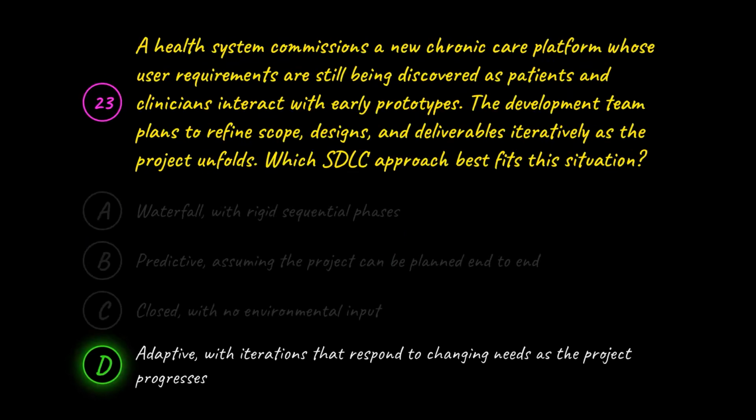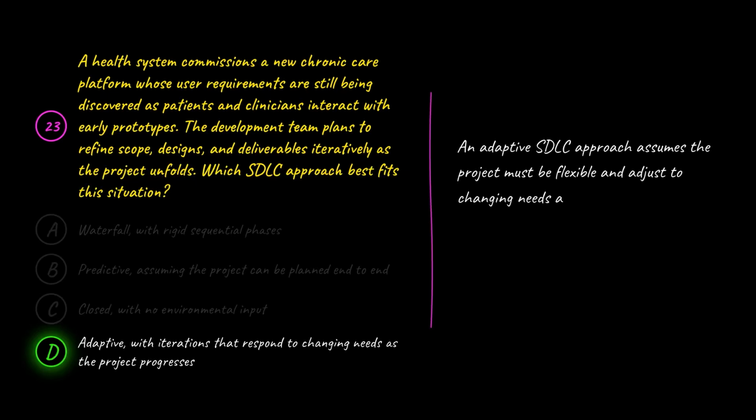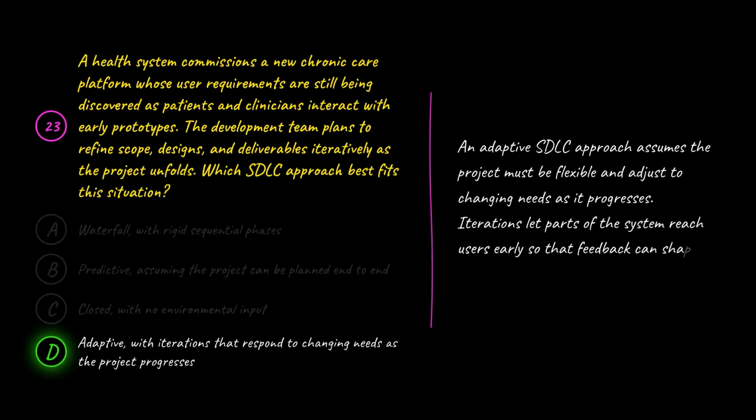The correct answer is D. Adaptive, with iterations that respond to changing needs as the project progresses. D is correct because an adaptive SDLC approach assumes the project must be flexible and adjust to changing needs as it progresses. Iterations let parts of the system reach users early so that feedback can shape later cycles, which fits a project where requirements are still emerging.